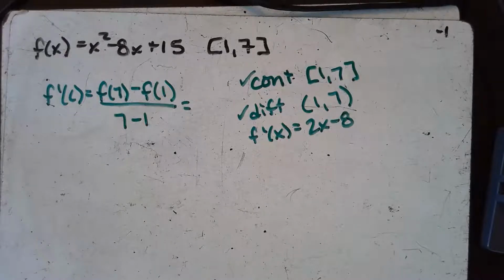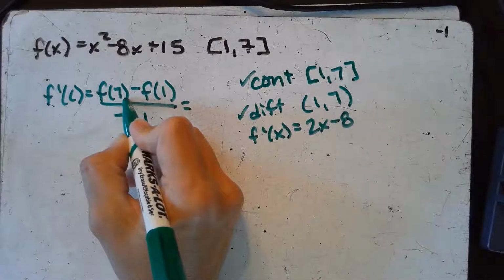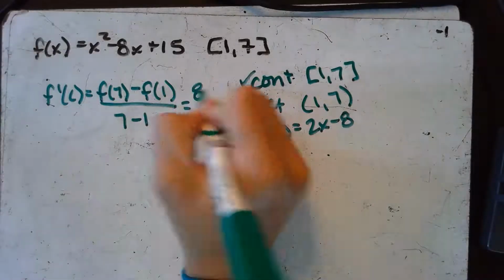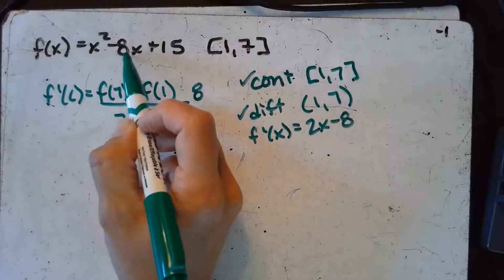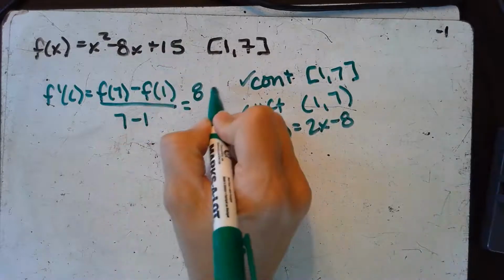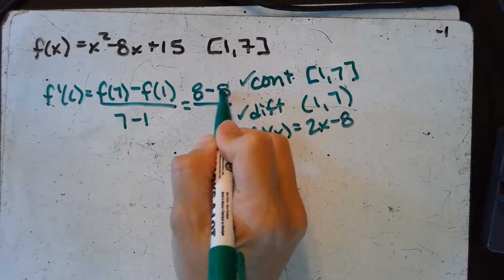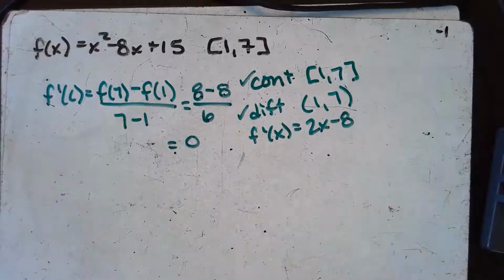All right, now here, what's f of 7? When I plug in 7, it's 7 squared minus 8 times 7 plus 15. We get 8. And then when we do 1, that's 1 minus 8, which is -7. -7 plus 15 is also 8. What do we notice about these? They're the same value. So therefore, this equals 0.